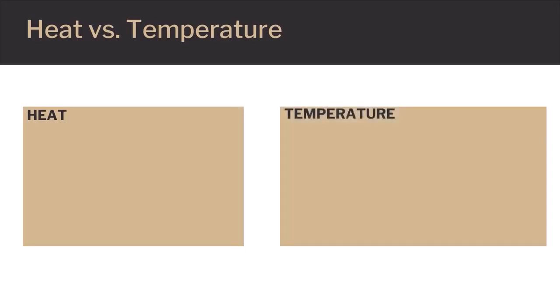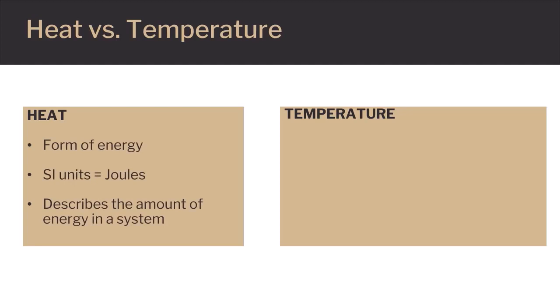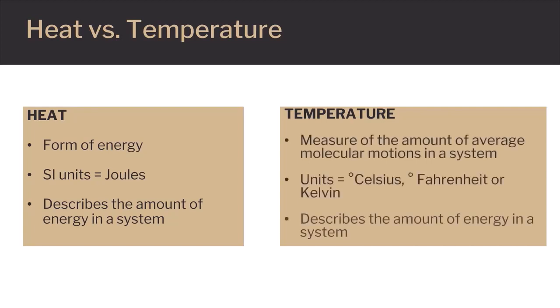As scientists, we need to be aware of the difference between these two terms in order to truly understand how unit conversions work. Heat is a form of energy and describes the amount of energy in a system. The standard international or SI units of energy are called joules. Temperature is a measure of the amount of average molecular motions in a system and is expressed in alternative scales such as degrees Celsius, Fahrenheit, or Kelvin.